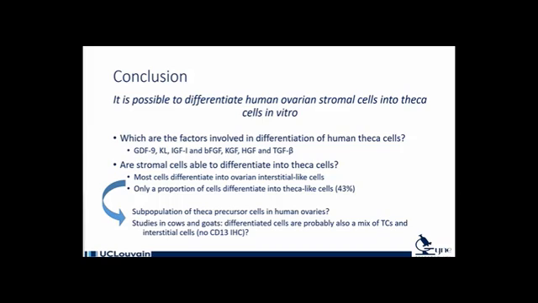To conclude, it is possible to differentiate human ovarian stromal cells into theca cells in vitro. Growth factors secreted by oocyte and granulosa cells are involved in theca cell recruitment and differentiation. And if all the stromal cells can differentiate into theca cells, most of the cells differentiated into interstitial-like cells, while a proportion of them, 43%, differentiated into theca-like cells. This can lead us to the presence of a subpopulation of theca cells in human ovaries, and the studies in cow and goat could be a mix of theca cells and interstitial cells since they haven't studied CD13.